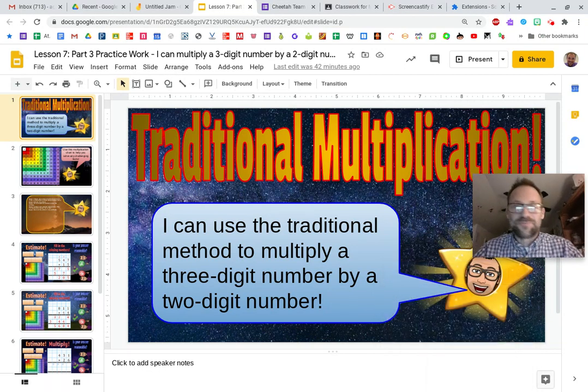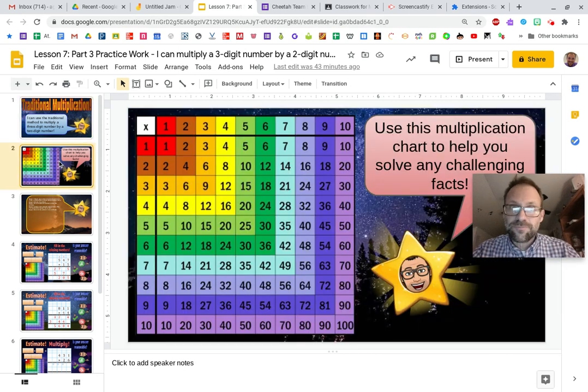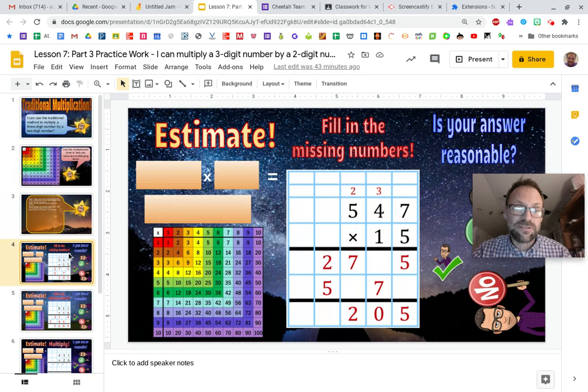Okay, so today's work in traditional multiplication is all about this. I can use the traditional method to multiply a 3-digit number by a 2-digit number. So we're going to build on the last couple days' worth of practice, okay? You still have access to your multiplication chart, so please use it to help yourself out. Directions will still be here when they're done.